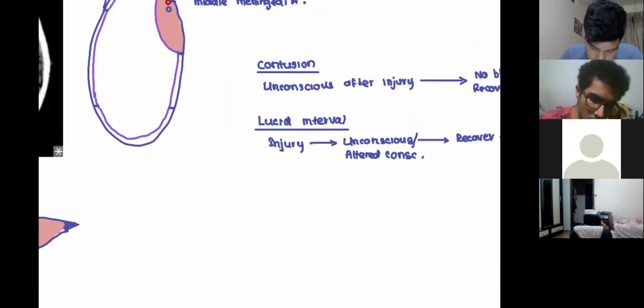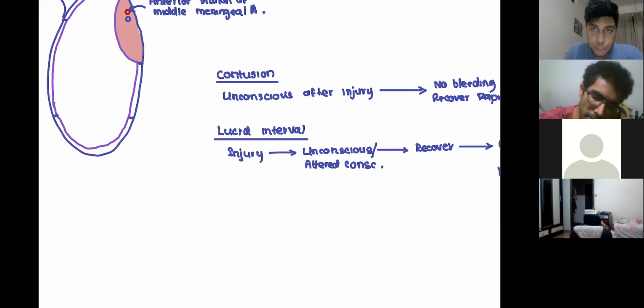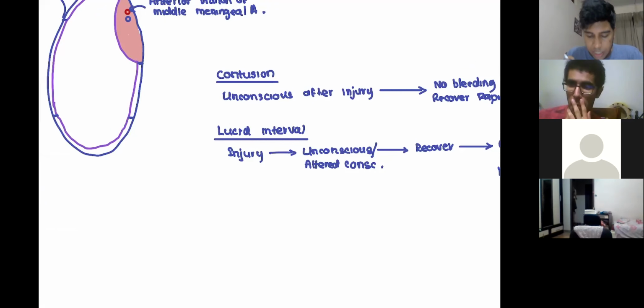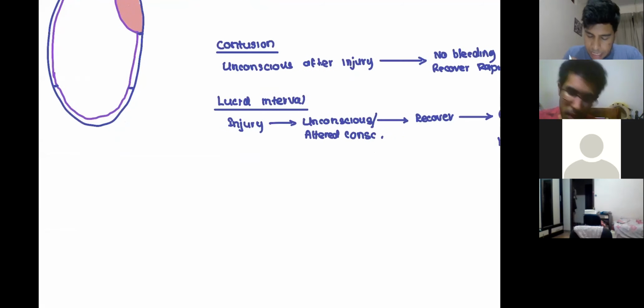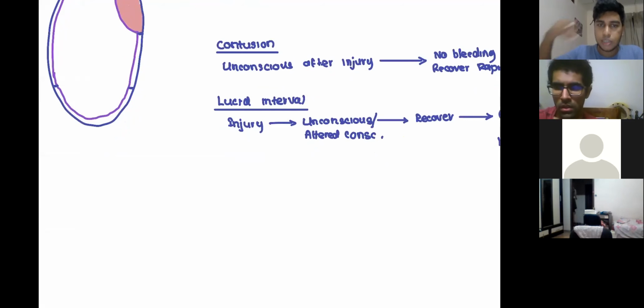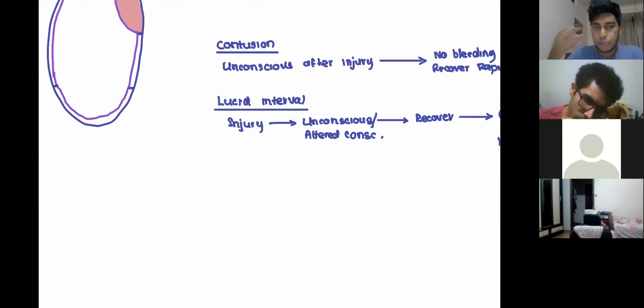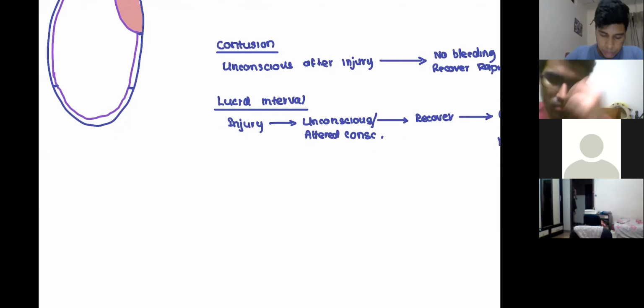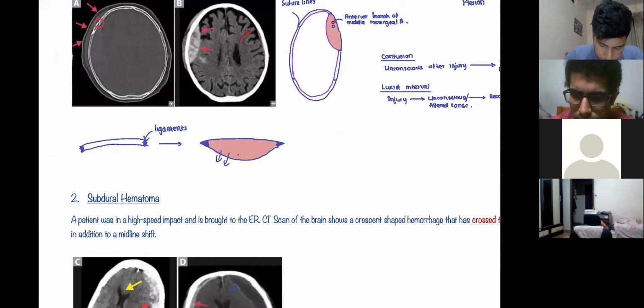Remember this, understand this. What happens here is, in a normal contusion, the person might become unconscious, but he recovers normal consciousness and is perfectly fine. But if the person undergoes a lucid interval, he falls down at that moment, he comes back up, but gradually he worsens. Over time he's unable to speak, or he's in a very blurred state. He doesn't know what's happening. It basically becomes worse. The reason for that is this keeps growing.